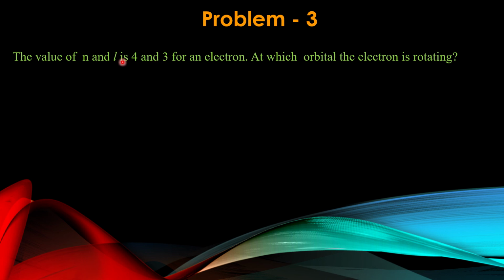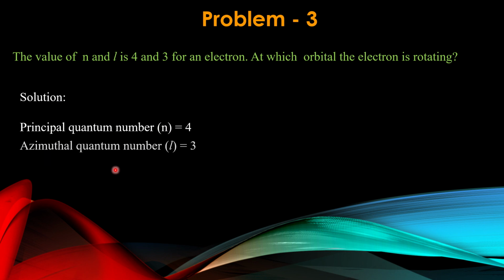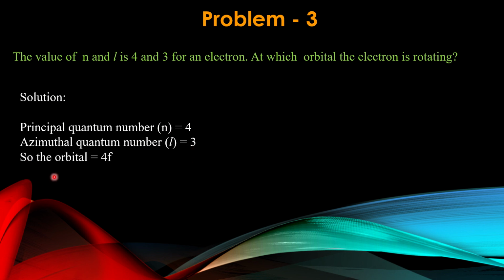On which type of orbital does the electron reside? For l equals 3, it will be f type of orbital. So the electron is rotating on the 4f orbital. Principal quantum number n equals 4 and azimuthal quantum number l equals 3. So the type of orbital is 4f. So here on the 4f orbital, the electron is rotating.